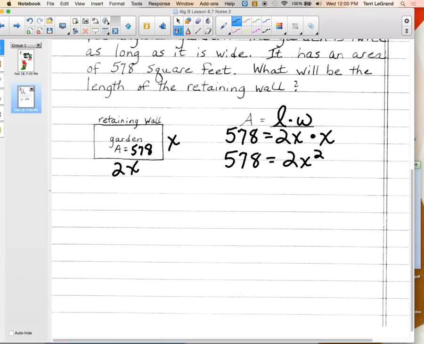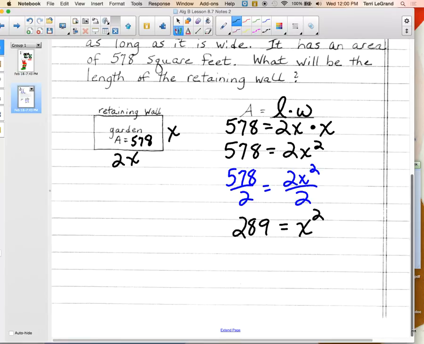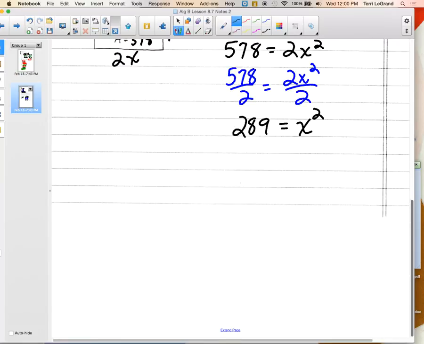Divide. Now what will we do? Divide by 2. 578 divided by 2. 2x squared divided by 2. So it's such a good thing we got those calculators today. 289 equals x squared. And plus or minus.